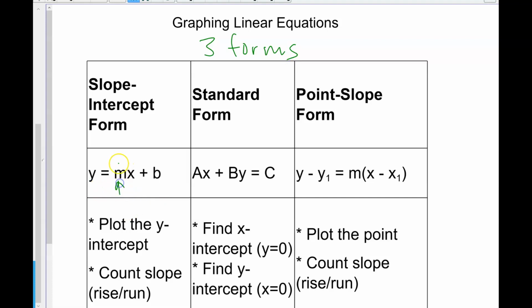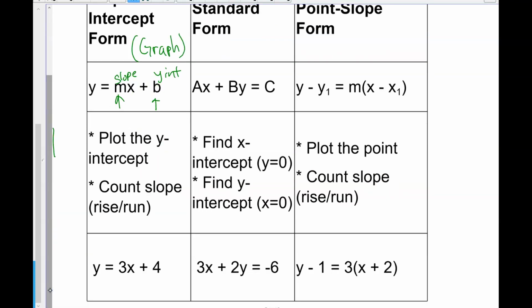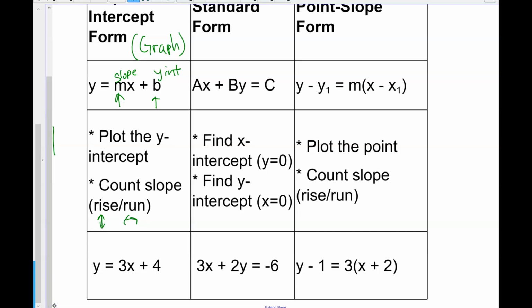Slope-intercept form, right? This is your slope. This is your y-intercept right here. A lot of times when we're graphing, this is the best one. So plot your y-intercept. You can count the slope, which is your rise over run. Remember, that's your vertical change over your horizontal change. An example of that would be y equals 3x plus 4, where this is your slope of 3, and your y-intercept would be at 0, 4 when you answer that one, okay?